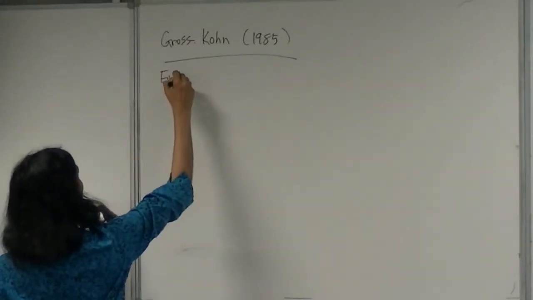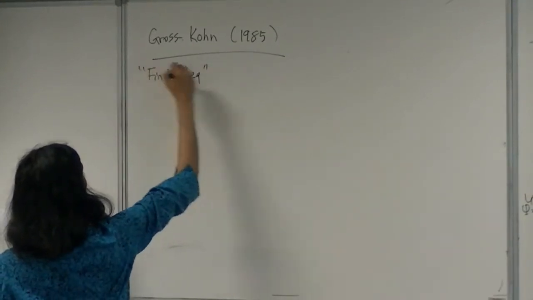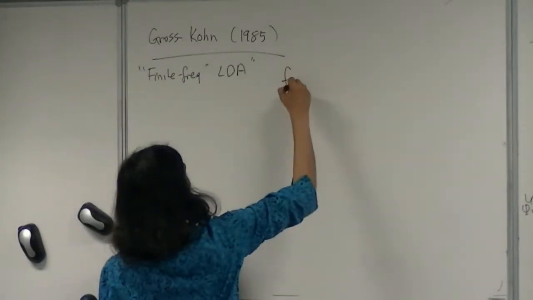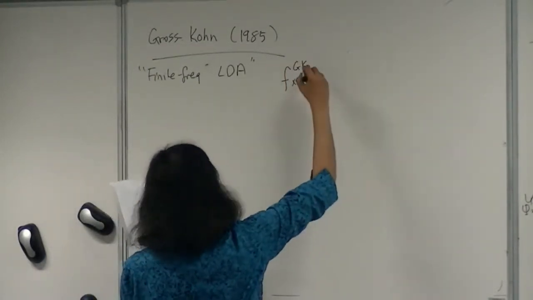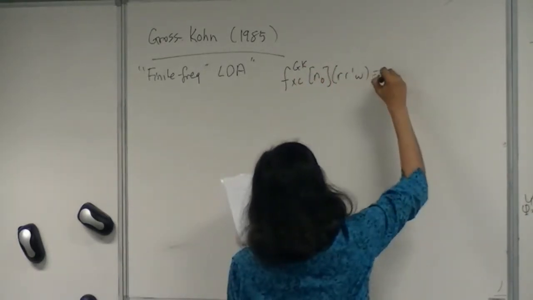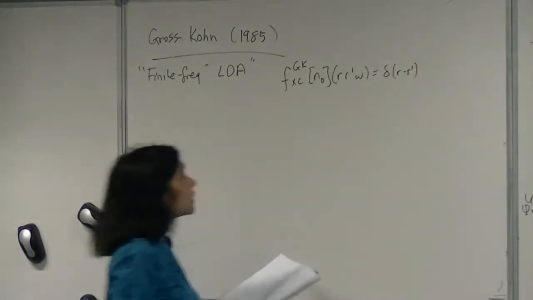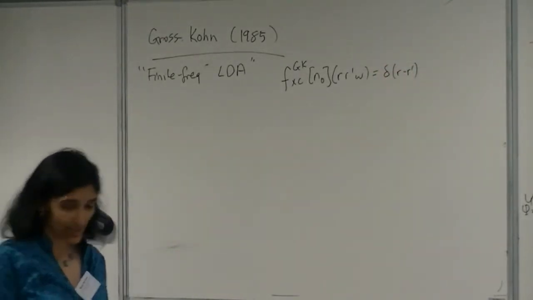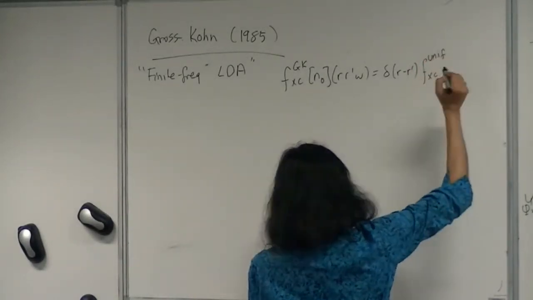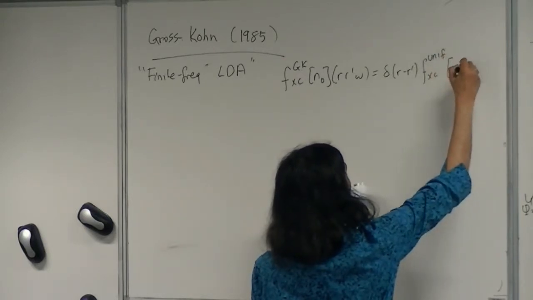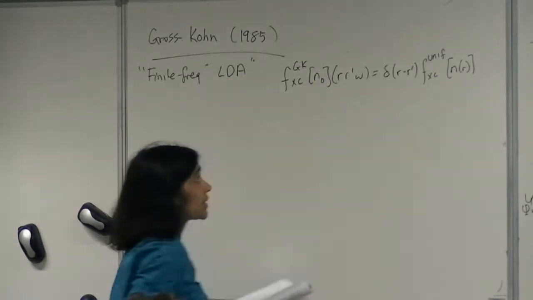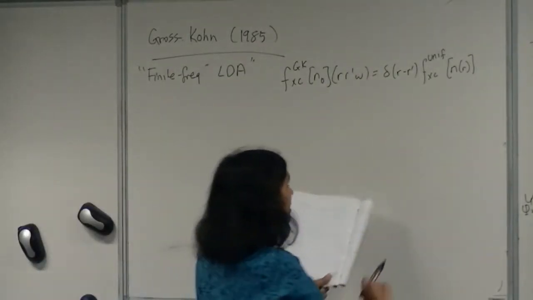So I would call this, if you like, a finite frequency LDA. So let me write it down. It corresponds to the function n0(r') and omega. Local in space, right? Because LDA, right? So we have local in space. We take the uniform kernel. But we stick in the density, right, at that point, the ground state density of our inhomogeneous system.